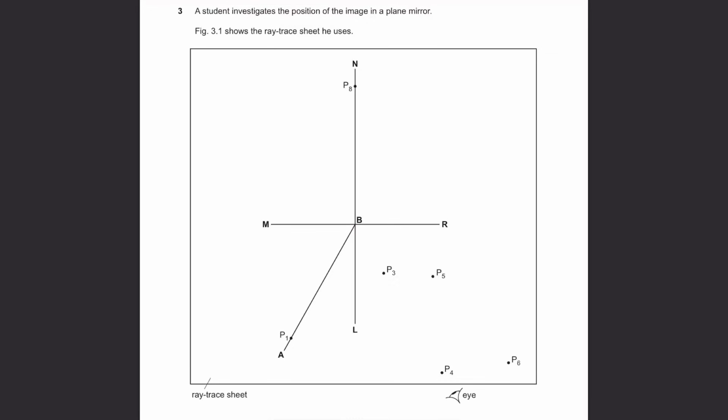The student draws the line MR. He draws a normal NL to this line that passes through the center of MR. This line is perpendicular to MR. He labels the point at which NL crosses MR with the letter B. This is the center of MR. He draws a line from B at an angle of incidence I equals 30 degrees to the normal below MR and to the left of the normal. He labels the end of this line A.